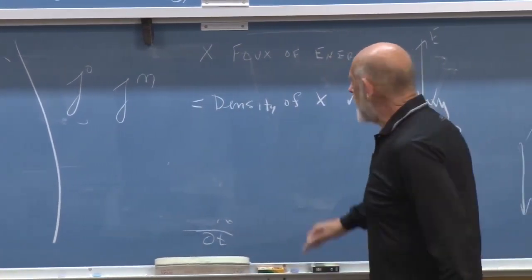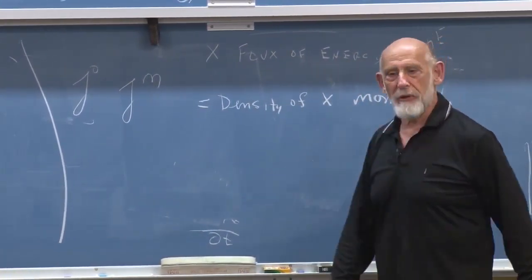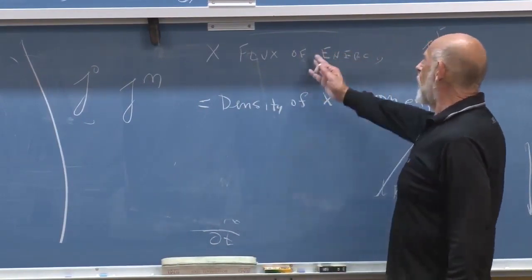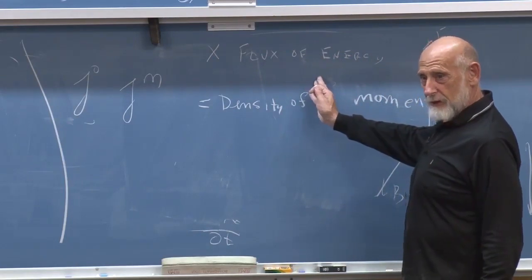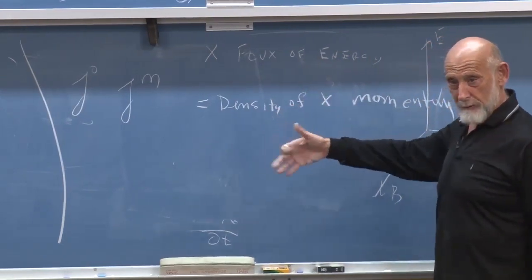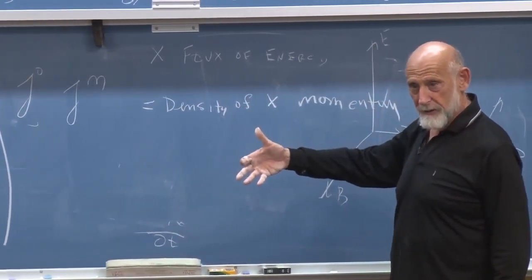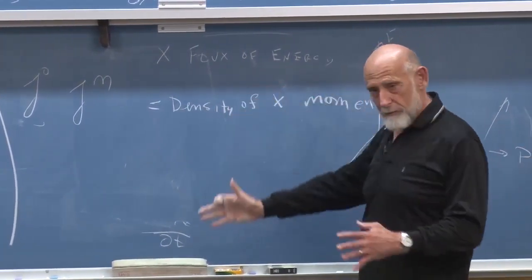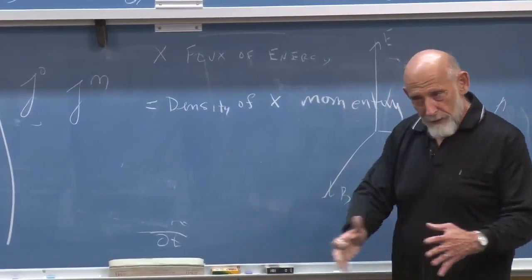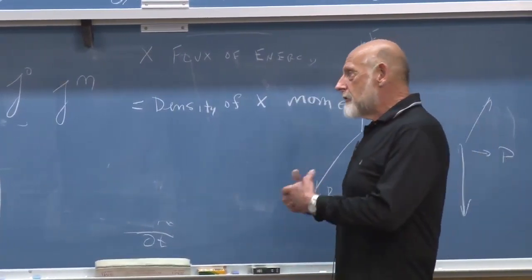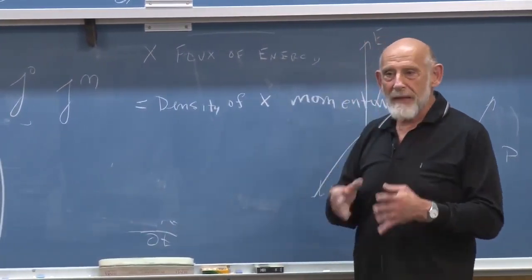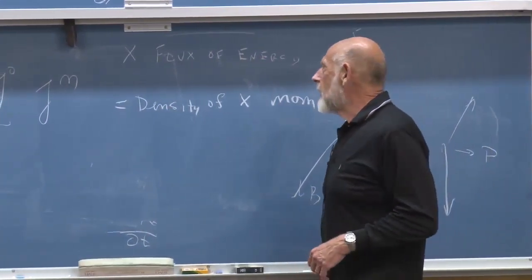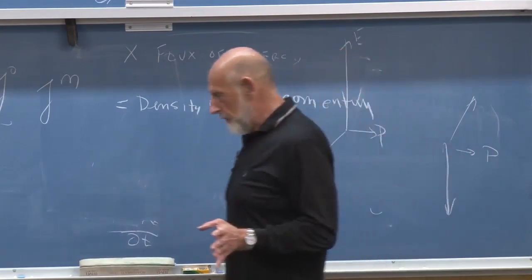We worked out the density of momentum, and it was the Poynting vector. What I didn't tell you is that it's also the flux of energy. The flux of energy is what you call the power, what did you call it? The power density. Yeah, the power density. It's the flow of energy. So the flow of energy along an axis is the same as the density of the momentum along that same axis. Density of momentum equals flux of energy. The Poynting vector, therefore, has two meanings.